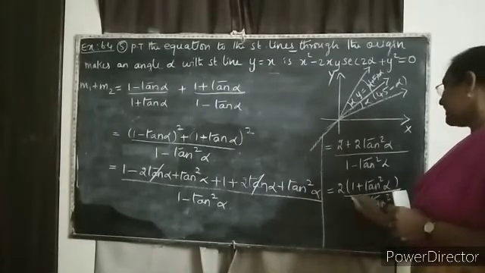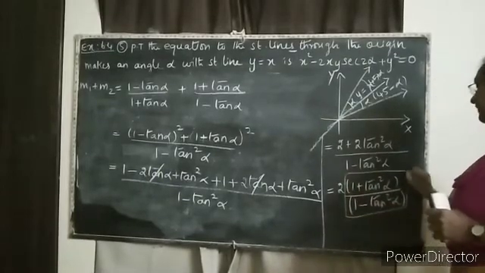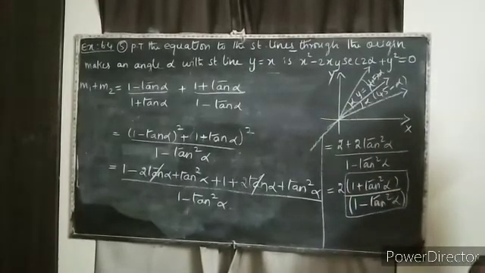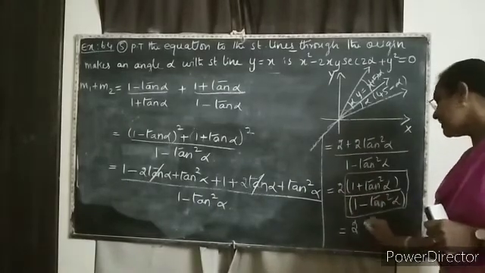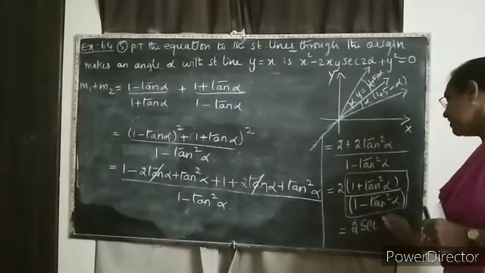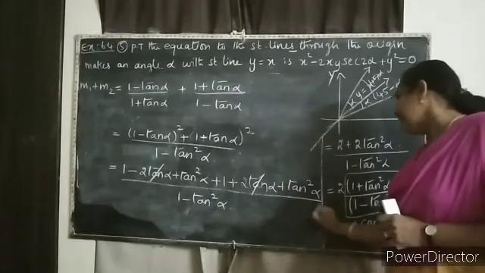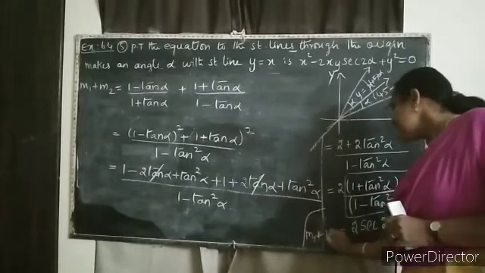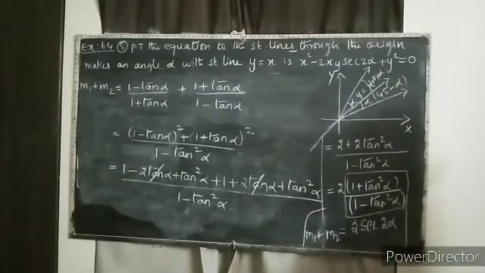So already we have seen what is the formula for 1 plus tan squared alpha divided by 1 minus tan squared alpha. It is secant 2 alpha. So already 2 is here. So the answer is 2 into secant 2 alpha. So I have got the value of M1 plus M2. M1 plus M2 will be equal to 2 into secant 2 alpha.